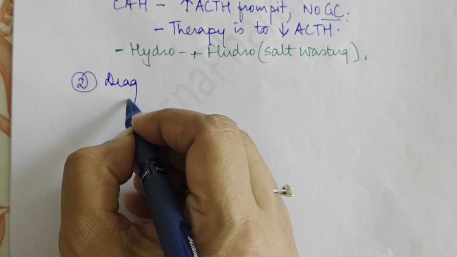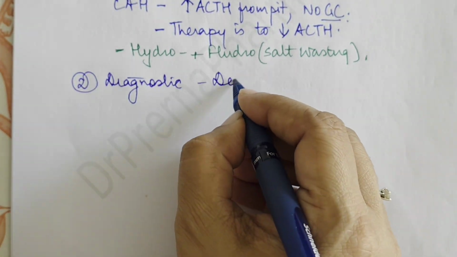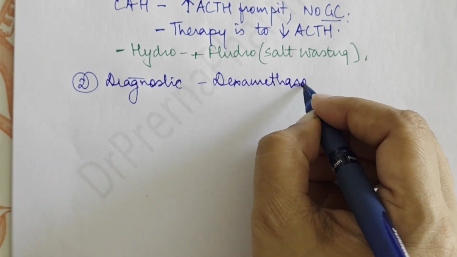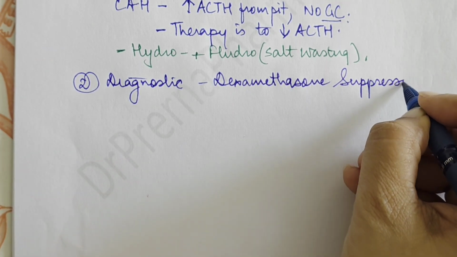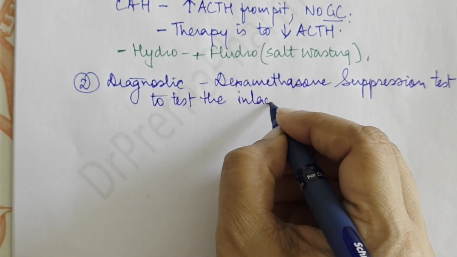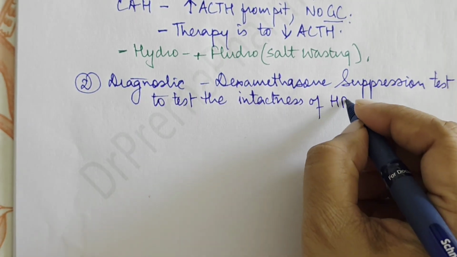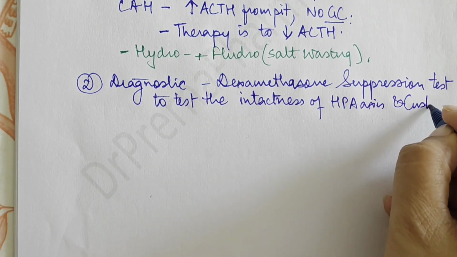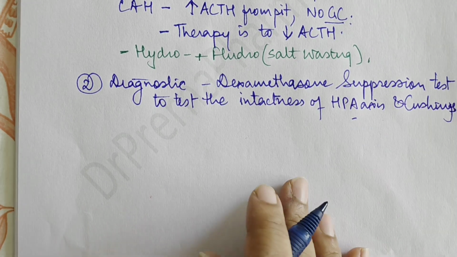The second use is diagnostic, that is the dexamethasone suppression test. And the dexamethasone suppression test is used to test the intactness of the HPA axis and in Cushing's syndrome, right. So this is the diagnostic use.